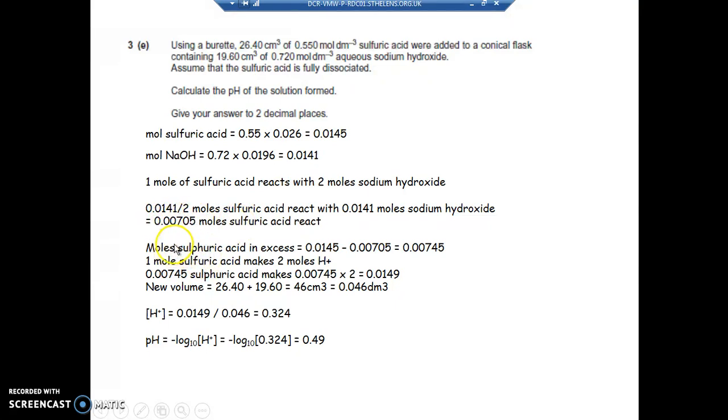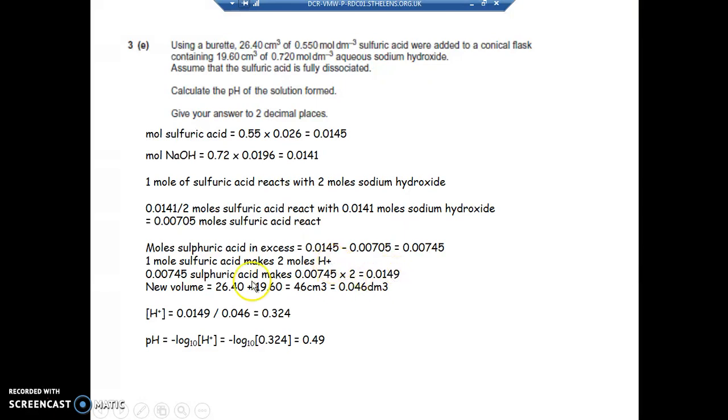Now, that's the amount of sulfuric acid that reacts, 0.00705. I had at the beginning 0.0145, so if I subtract the two numbers, I get the amount of sulfuric acid in excess left over, 0.00745. However, remember 1 mole of sulfuric acid makes 2 moles of H+. So I multiply this number of moles of sulfuric acid by 2, and it tells me I've made 0.0149 moles of H+.